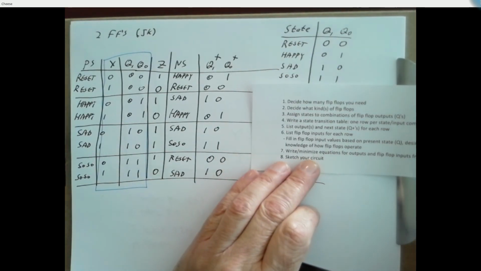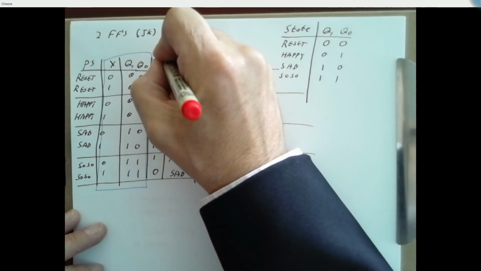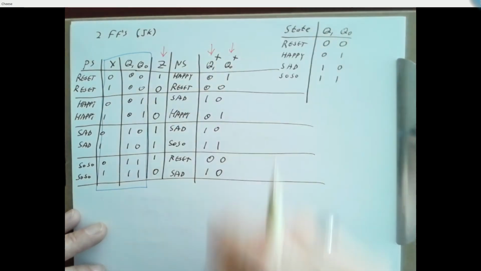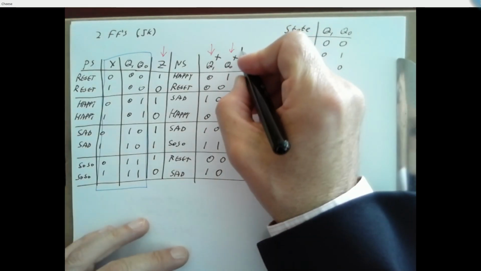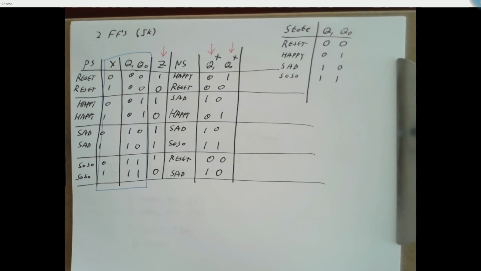That's your whole state transition table. So for each of these combinations of present state and input, we know what the value of z should be. We know what the value of q1 and q0 should be after the clock tick. Okay, we're almost done with the table. This is where your choice of flip-flop comes into play.